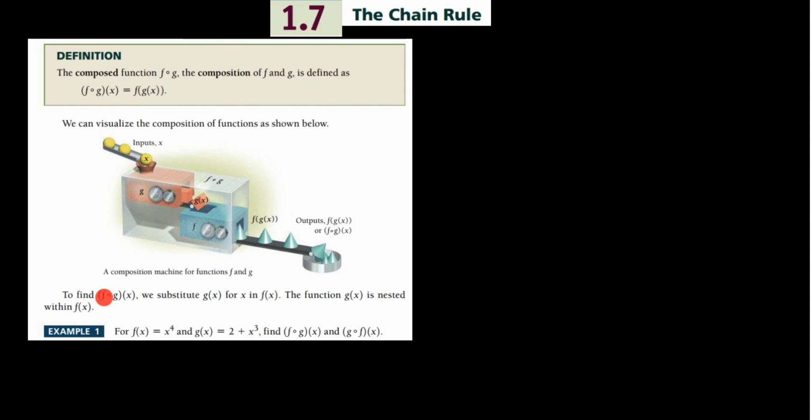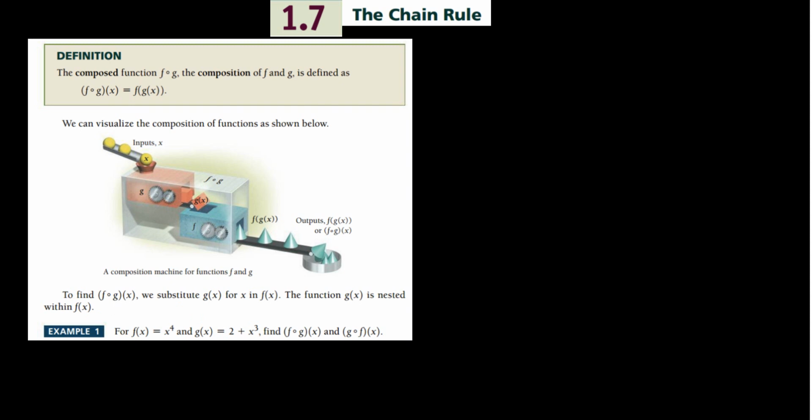So to find f of g of x, we substitute g of x for x in f of x. The function g of x is nested within f of x. Again, that's a lot of words there, but let's try to walk through an example.